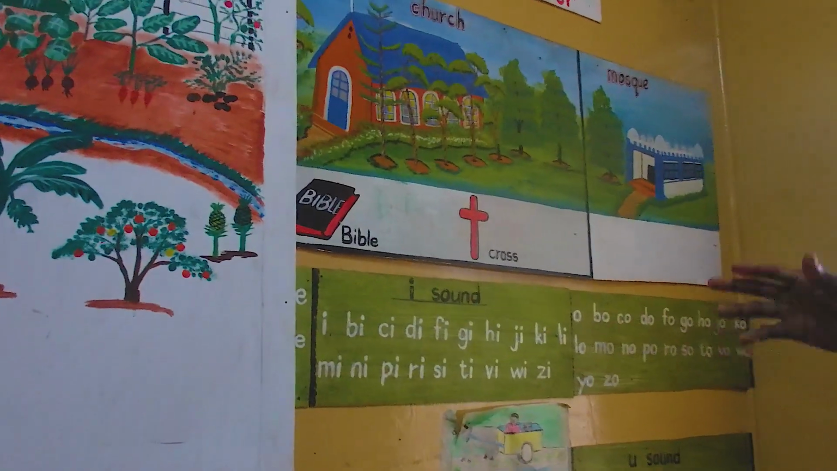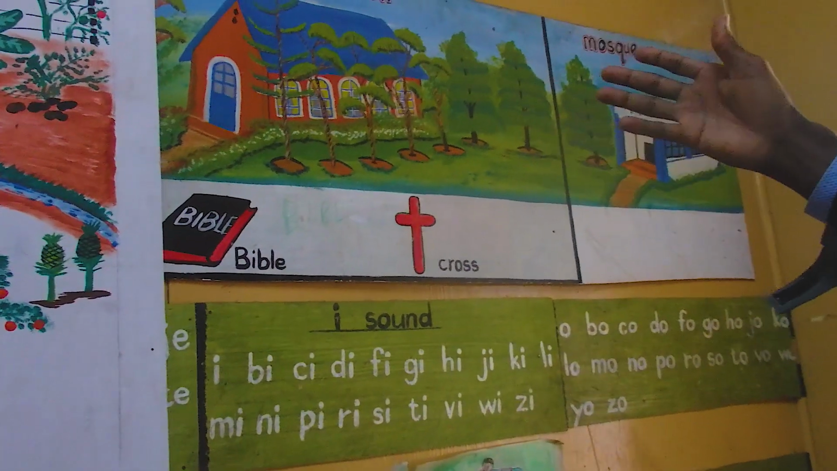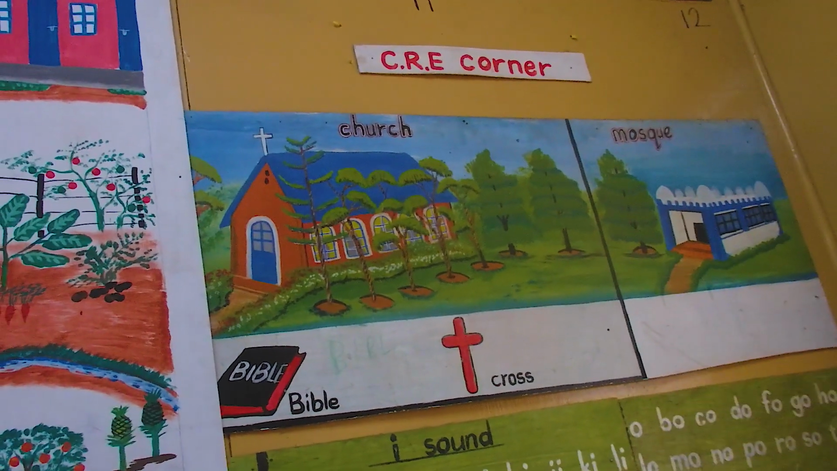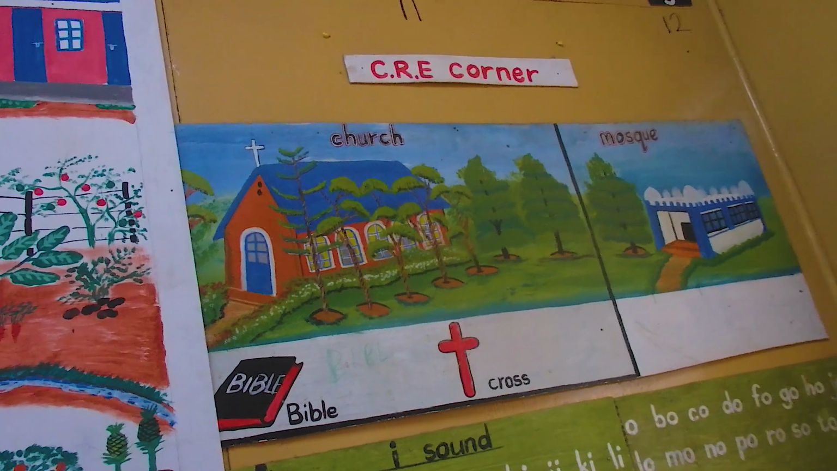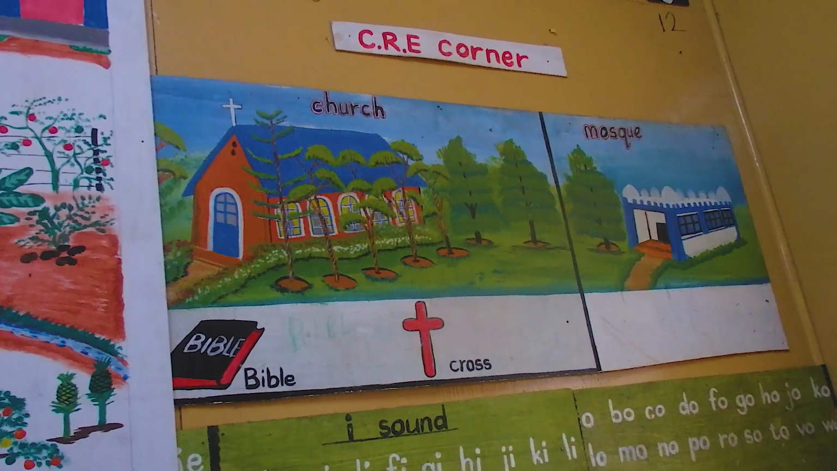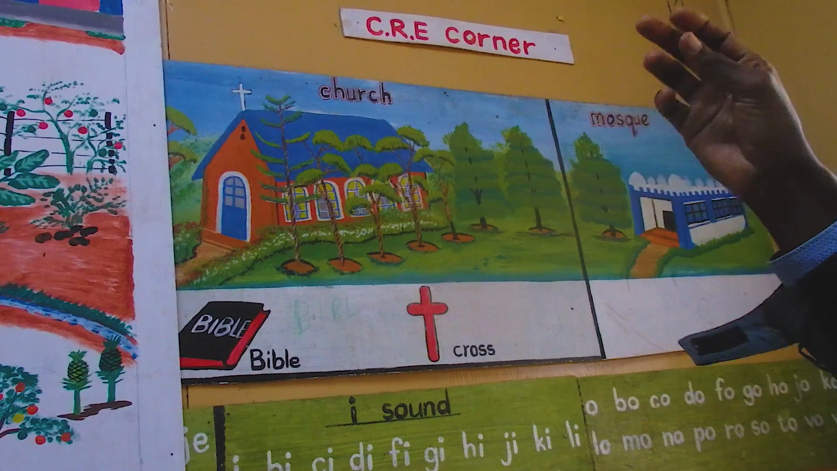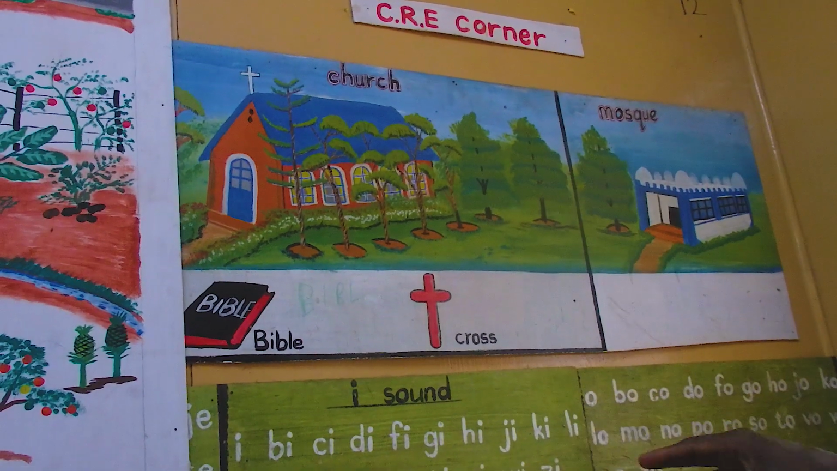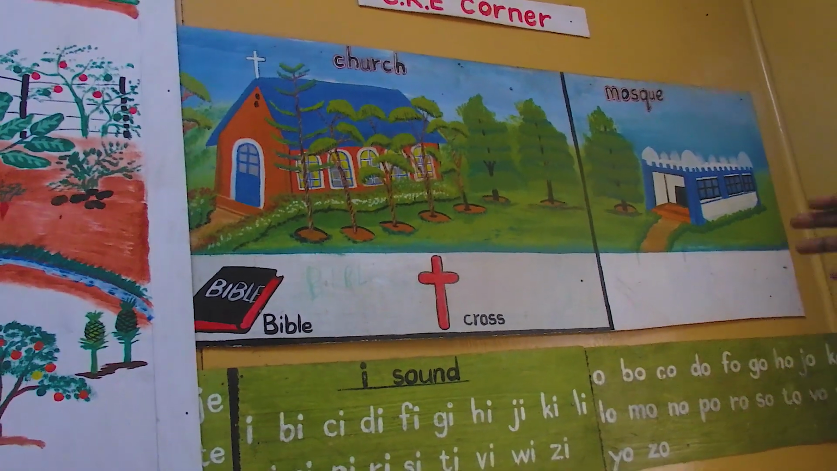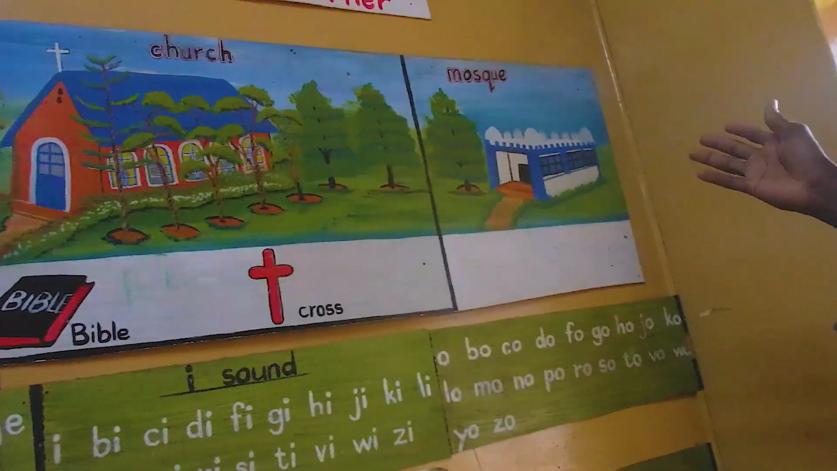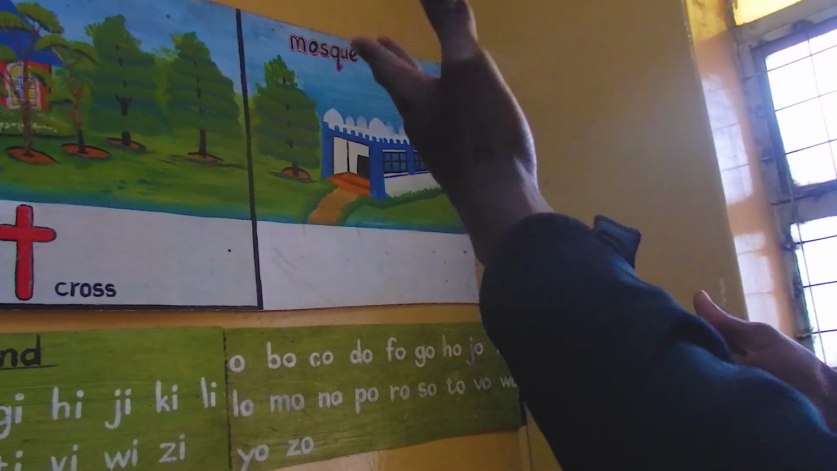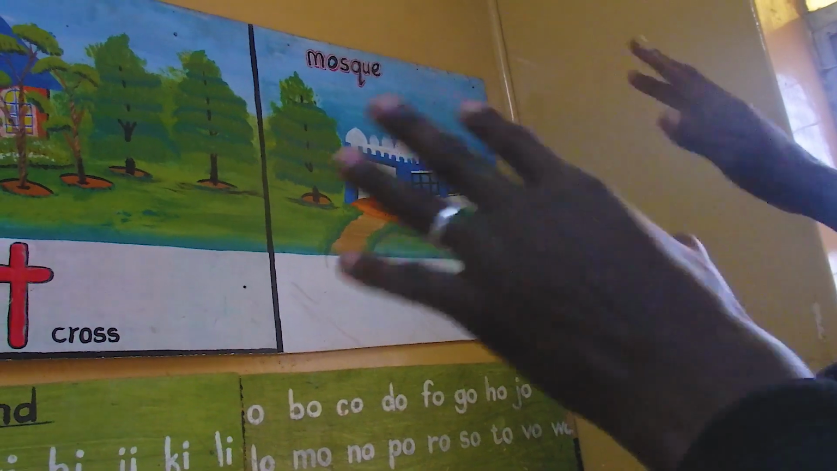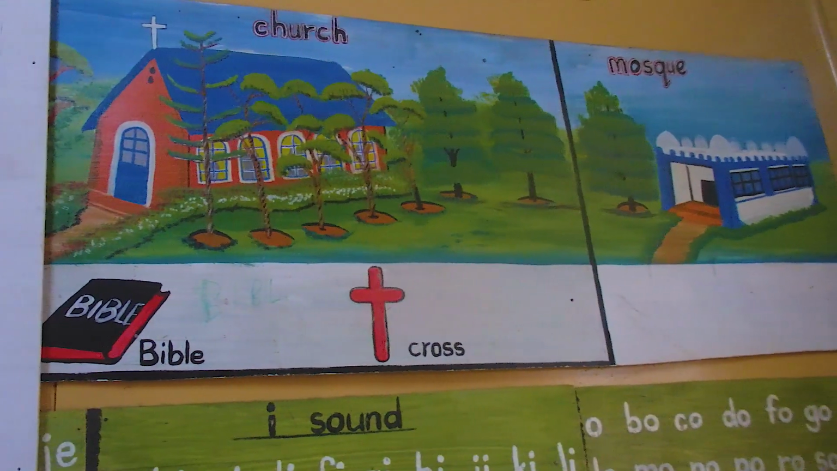We can also teach them the CRE, Christian religious education, whereby we teach them about the church, we teach them about the Bible, the cross, the purpose of the cross and the purpose of the Bible, and what we do in the church as Christians. And also we have the mosque. They should know the difference between the church and the mosque. But we should know that all of these people, they serve one God.